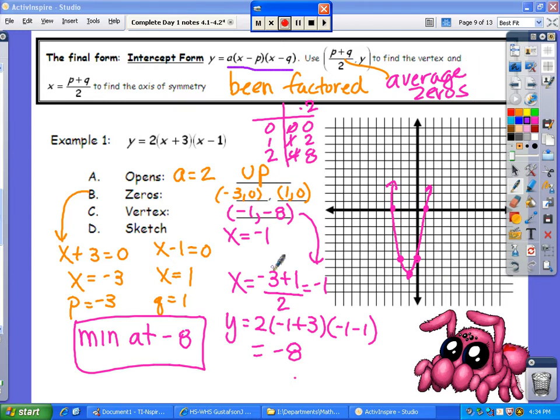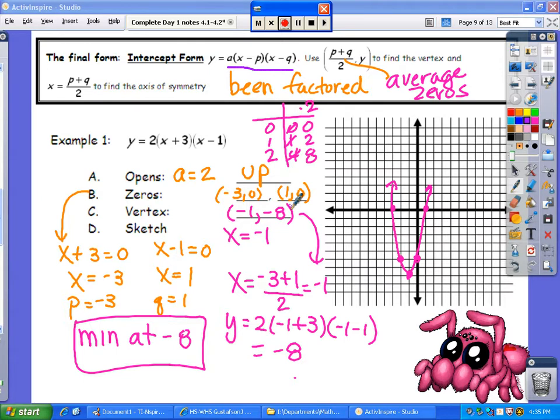So our zeros were -3 and 1, so -3 plus 1. And when we average two numbers, we're going to divide by 2. So that gives us an x value of -1. Here again, we take that x and we plug it in to find our y. So when we do that, we get -8. So the vertex here is -1, -8.